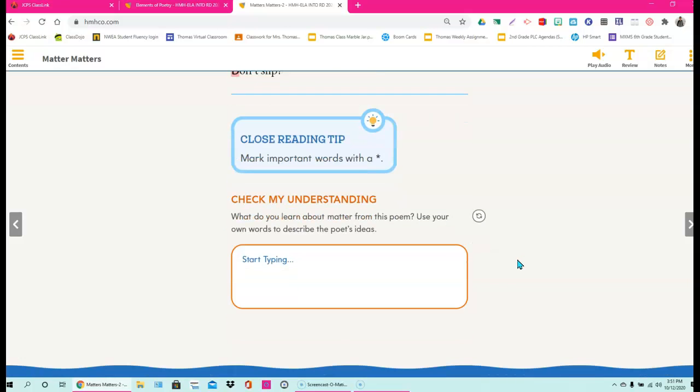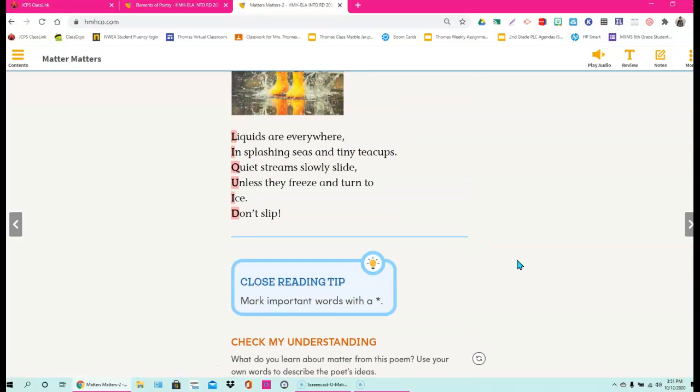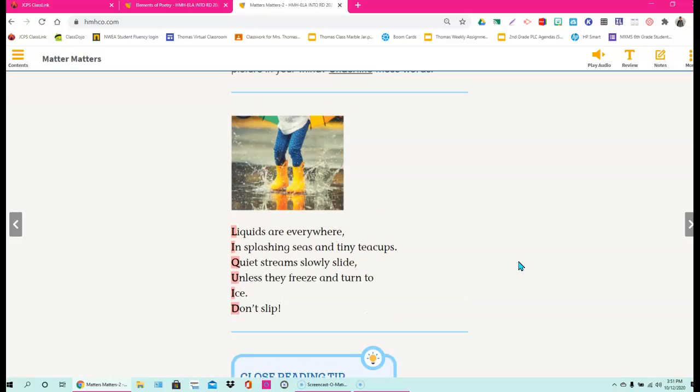So now it wants us to check our understanding. What do you learn about matter from this poem? Use your own words to describe the poet's ideas. So sometimes poets say things differently than if we were just reading a regular informational text. So if we were reading about liquids, I don't recall seeing anything that looked quite like this in any of our informational texts that we read.